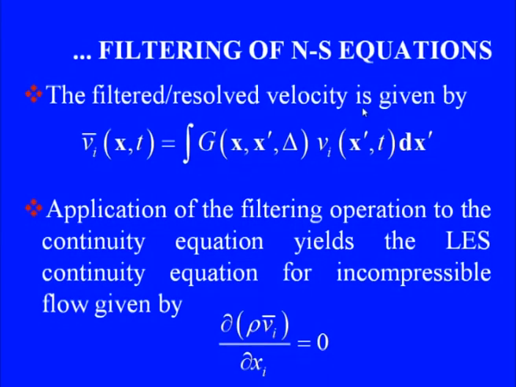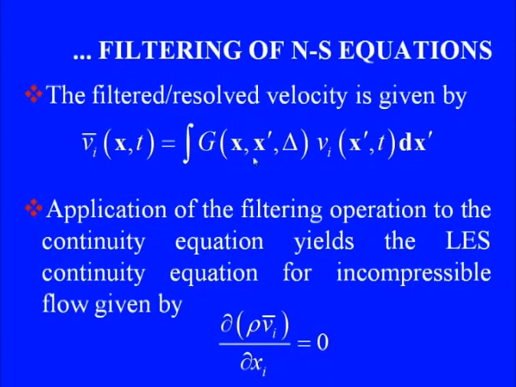And based on this filtering, a filtered or resolved velocity can be expressed as Vi bar (x, t). Now, remember, the filtered velocity, or any filtered variable for that matter, is a function of the spatial coordinate as well as time. So, this is symbolically represented as the integral of g(x, x prime, delta) Vi(x prime, t) dx prime, and the application of this filtering procedure is very simple.